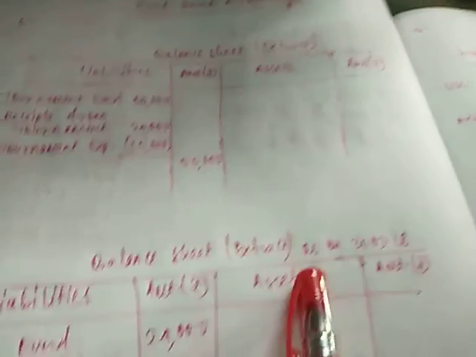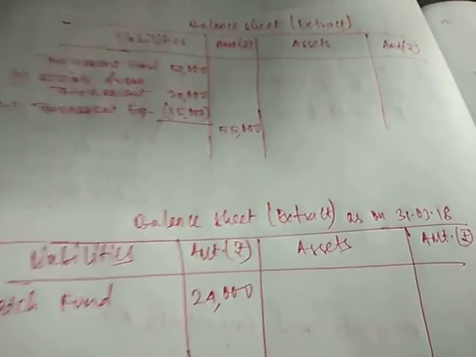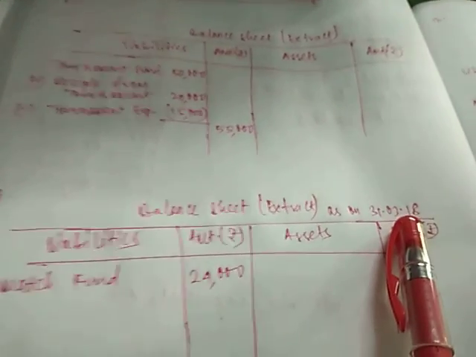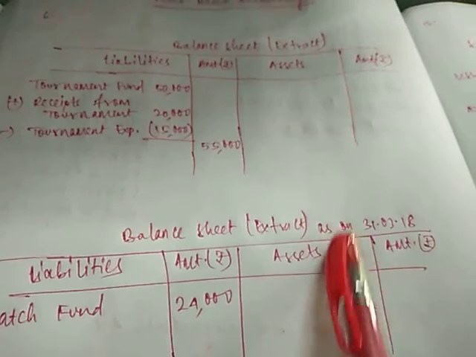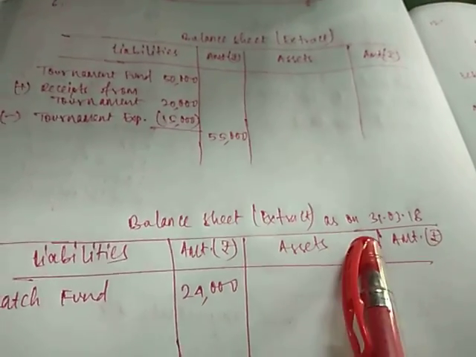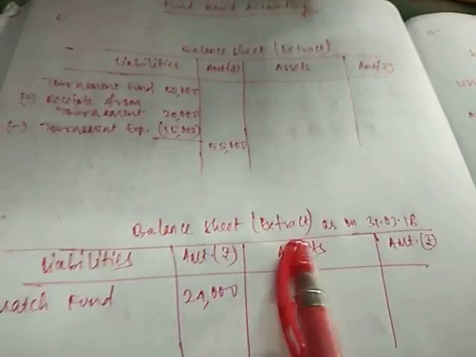This you can see here for question number 9. I have shown the balance sheet of the previous year first, because the match fund of 24,000 was available from the previous year. Balance sheet extract as on 31st March 2018. The current year is going on and will end on 31st March 2019.